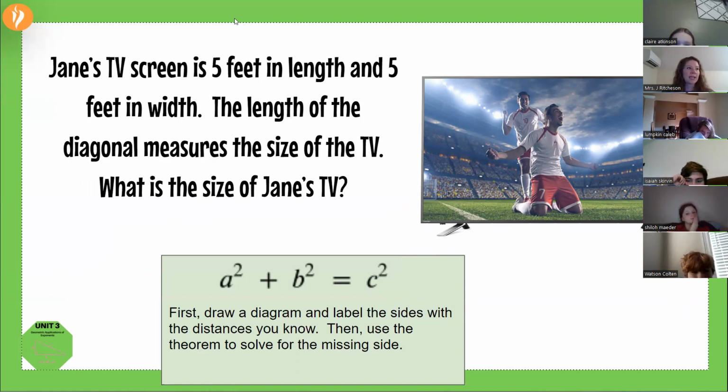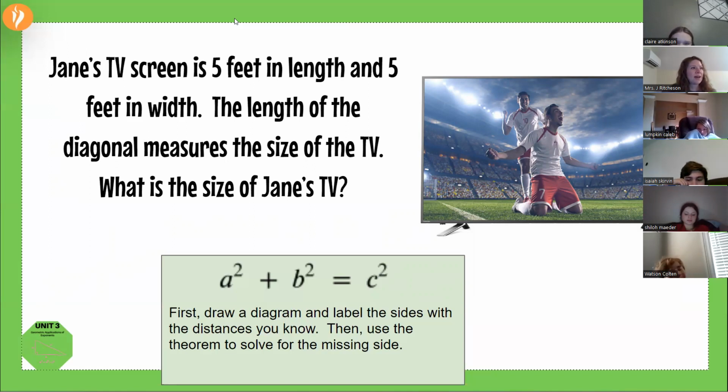Jane's TV screen is 5 feet in length and 5 feet wide. The length of the diagonal measures the size of the television. What is the size of Jane's TV? So I don't know if you guys know this, but fun fact. When you look at the dimensions of a TV, it'll say it's either a 60-inch TV or, I don't know, 54-inch television.